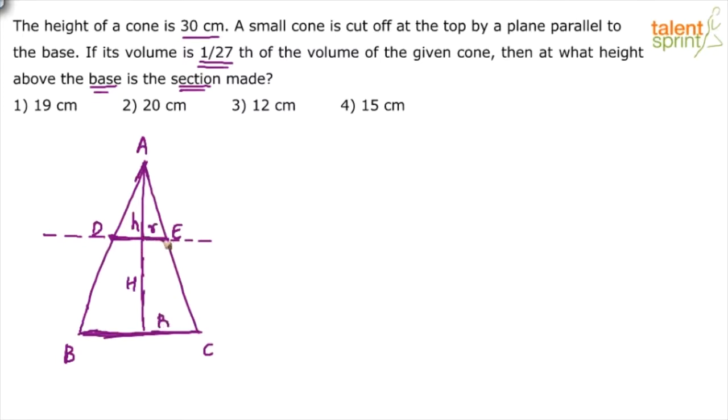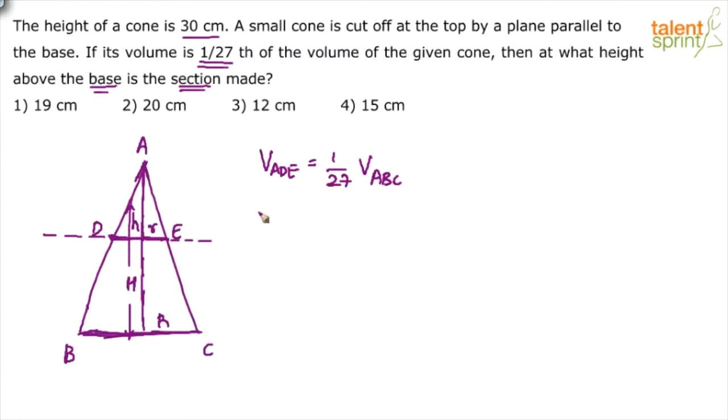The radius of the smaller cone is small r, height is small h, and that of the larger cone, the full cone, is capital H and capital R. You getting it? H is the full height, by the way. Okay. Now, according to the question, the volume of ADE is equal to 1/27 times the volume of ABC.